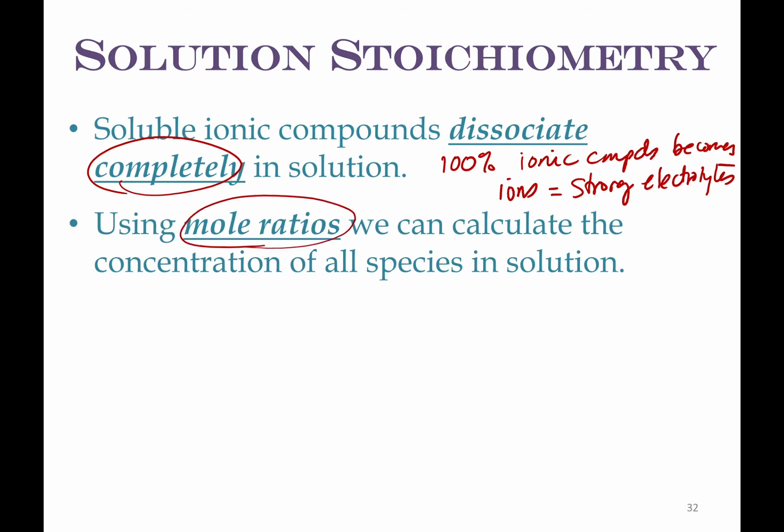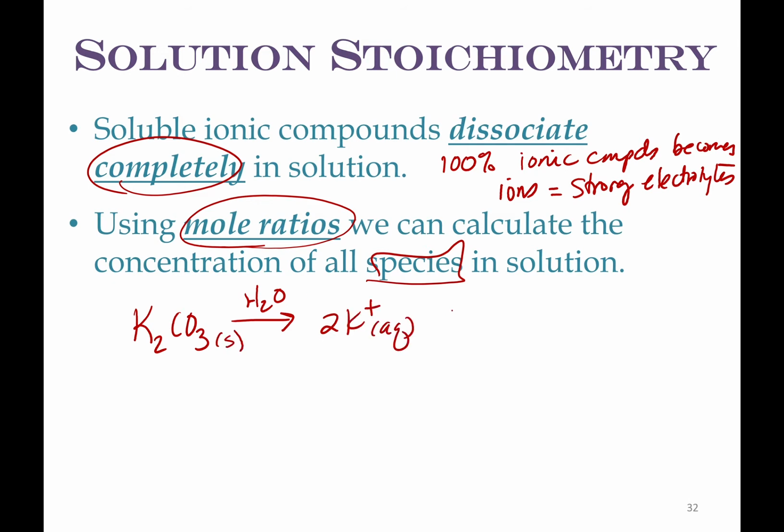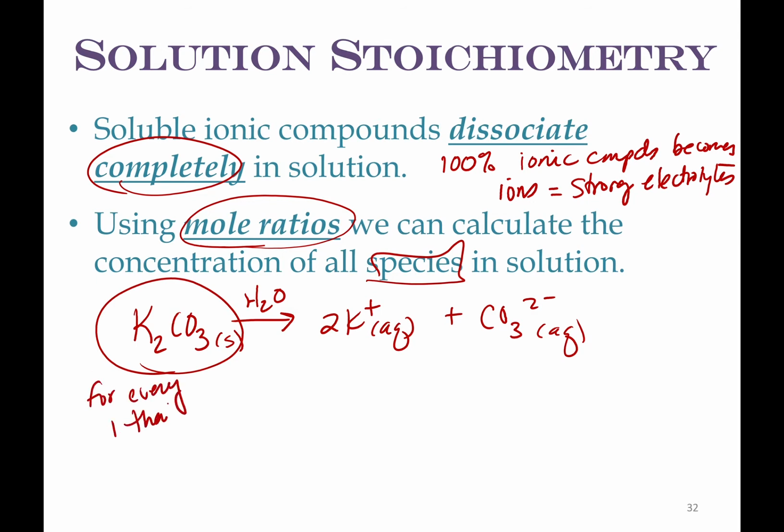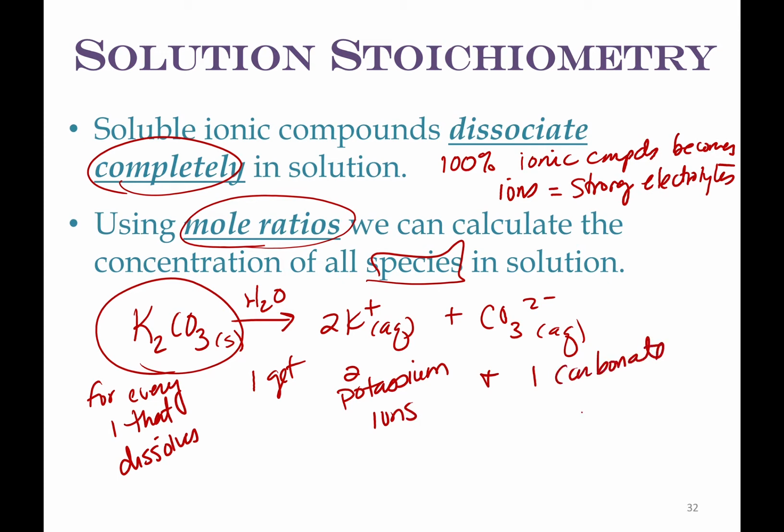We do that by just using mole ratios. So we can calculate the concentration of all species. So species, if I were to say, just pick a compound, so K2CO3, if this were to dissociate, I'll write the dissociation equation, I would form 2 potassium ions and 1 CO3 2- ion. So the mole ratios tell me for every one of these that dissolve, I get 2 potassium ions and 1 carbonate ion. So we can use this. So if I were to say I had 0.5 molar here, what would the molarity of this be?